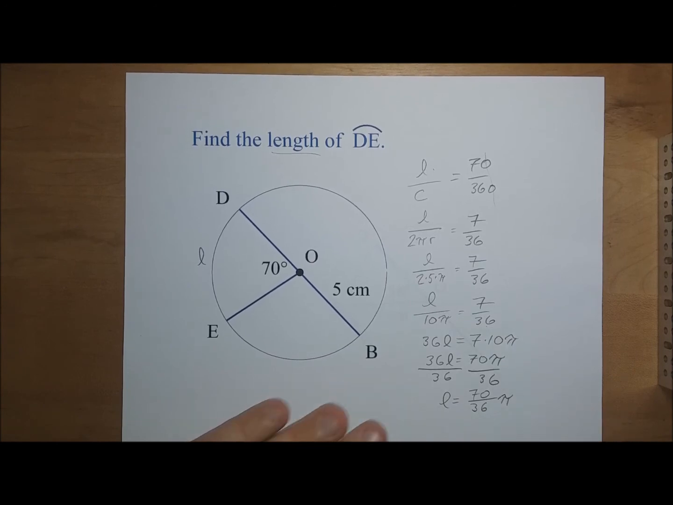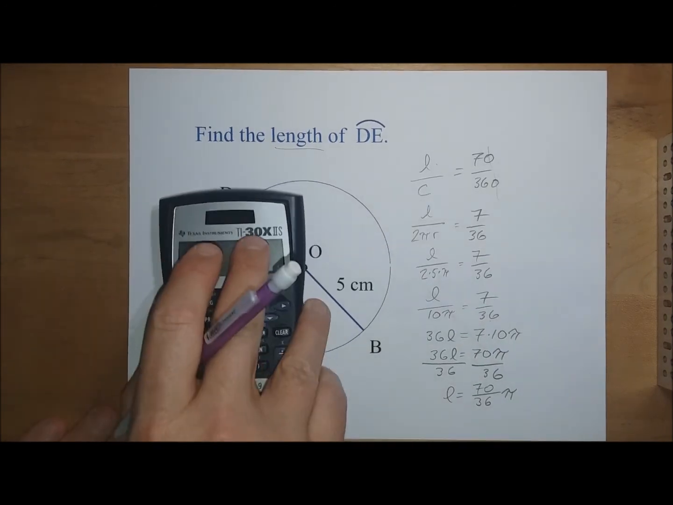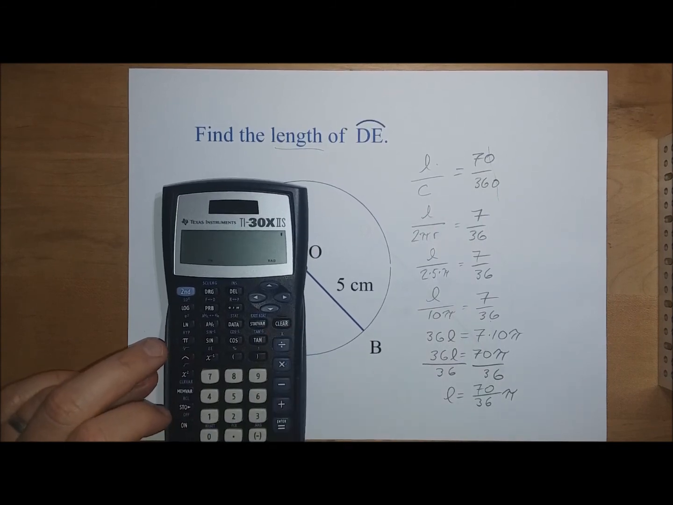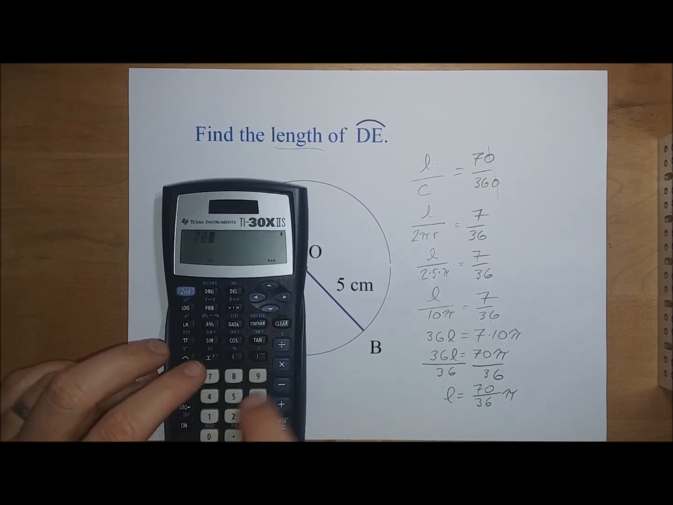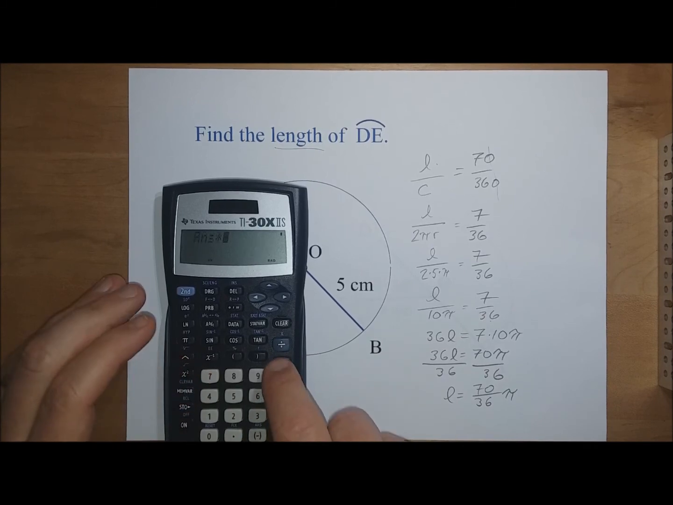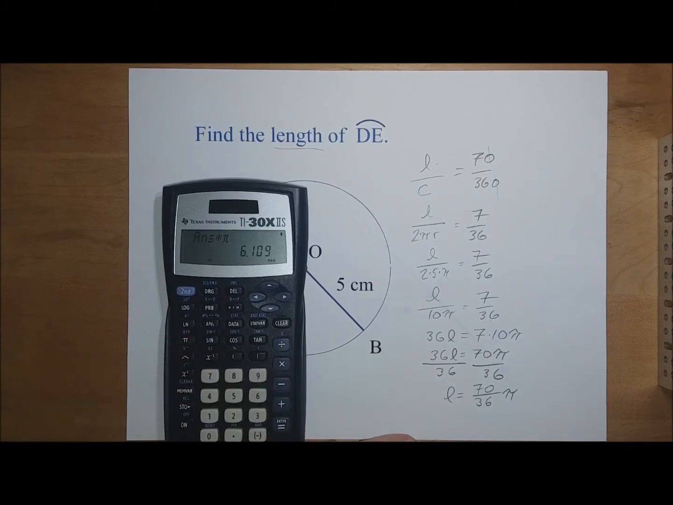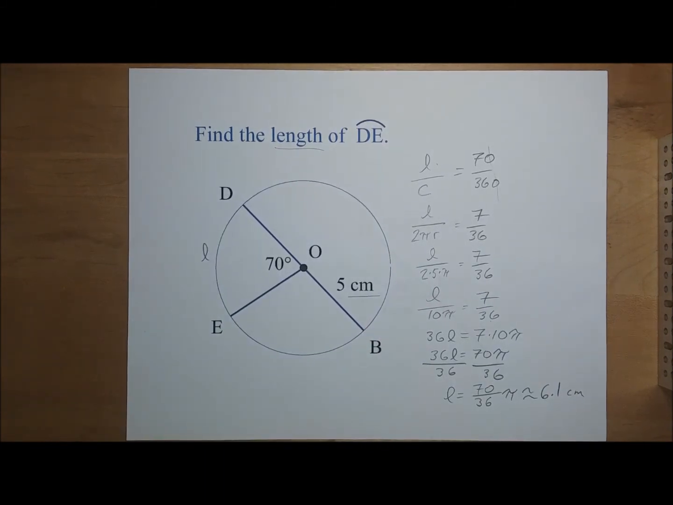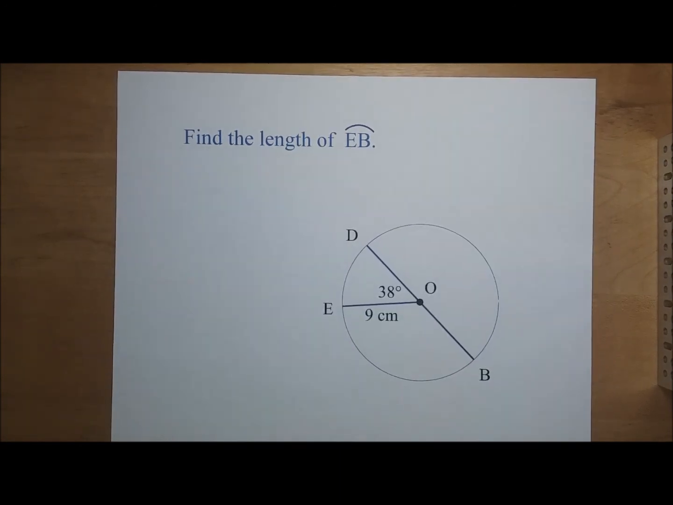And if it's important to know some length so that you can picture what it is or lay it out or measure it, we can do 70 divided by 36 times pi, and we get approximately 6.1. What are my units going to be? Bring them along for the ride. 6.1 centimeters. Good. Let's go ahead and try one last problem like that.